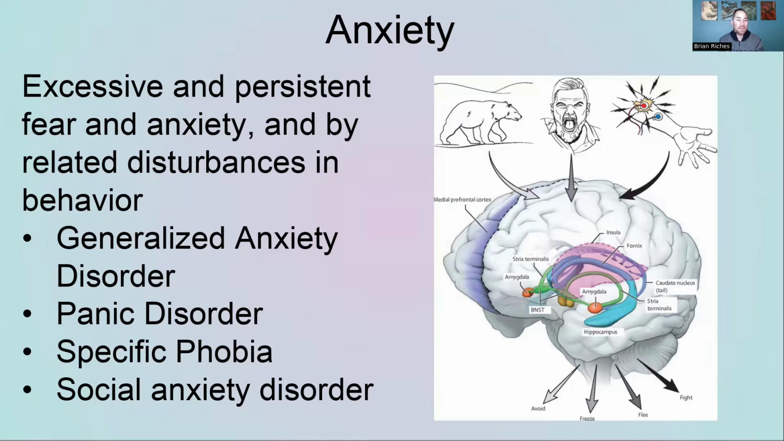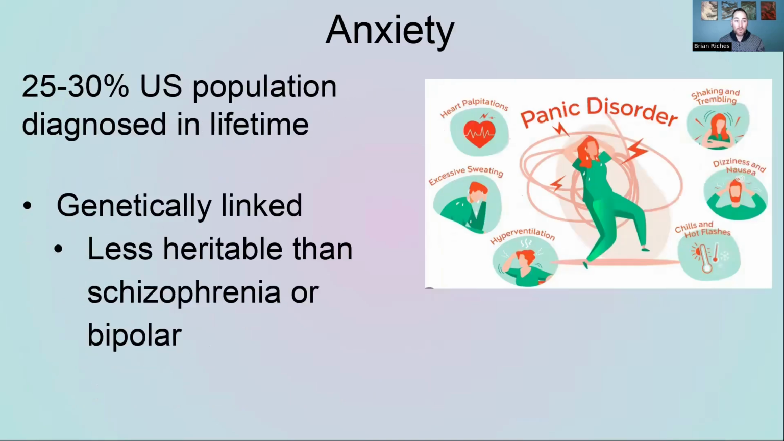So anxiety is another one that we'll talk about here. Anxiety disorders include excessive and persistent fear and anxiety, and also related disturbances in a person's behavior. So here we're talking about things like, and this isn't an exhaustive list, generalized anxiety disorder, panic disorders, specific phobias, and social anxiety disorder. So those are some of the disorders in that anxiety disorder spectrum.